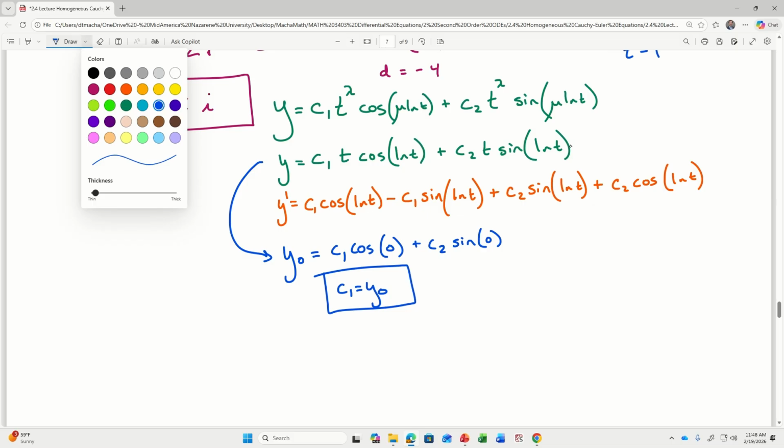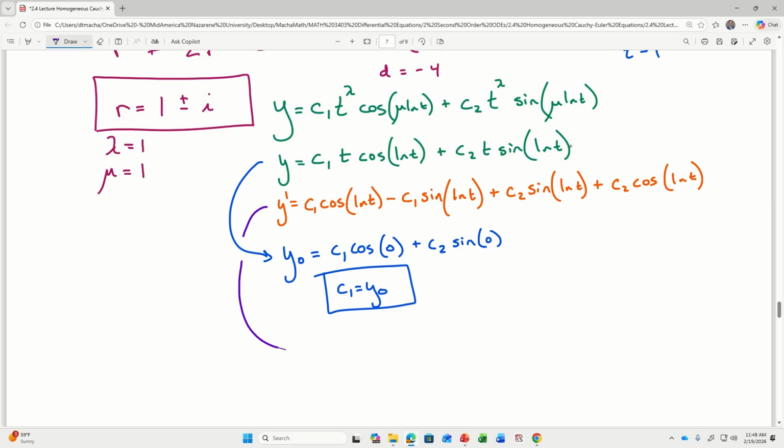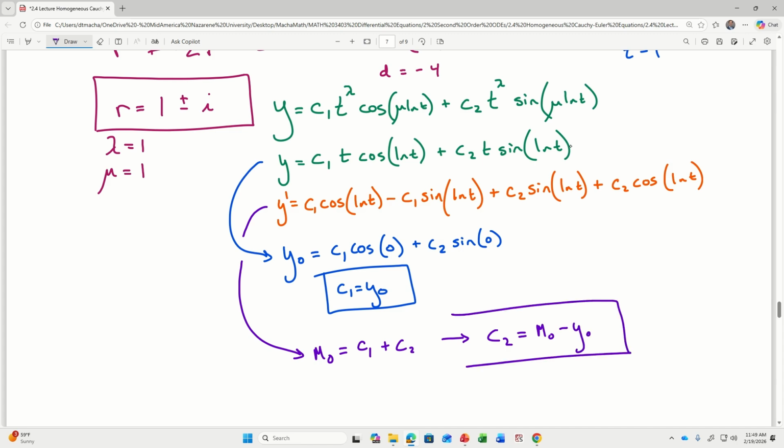Moving on to the derivative. For the initial value, we say m0 is equal to c1. What's cosine of natural log of 1? 1. What's sine of natural log of 1? 0. So m0 is equal to c1 plus c2, and that would imply that c2 is equal to m0 minus y0.